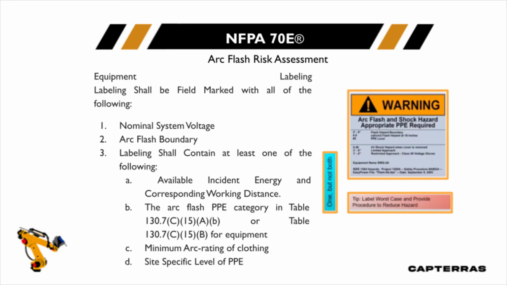We have to put the incident energy at the working distance, or the arc flash PPE if you're using the PPE levels method or category method of NFPA 70E. You can have site-specific levels of PPE on your label also. So you could have a level A, B, or C system, which is generally what we do, so we're not confused with the PPE levels in NFPA 70E if we're doing the calculations.